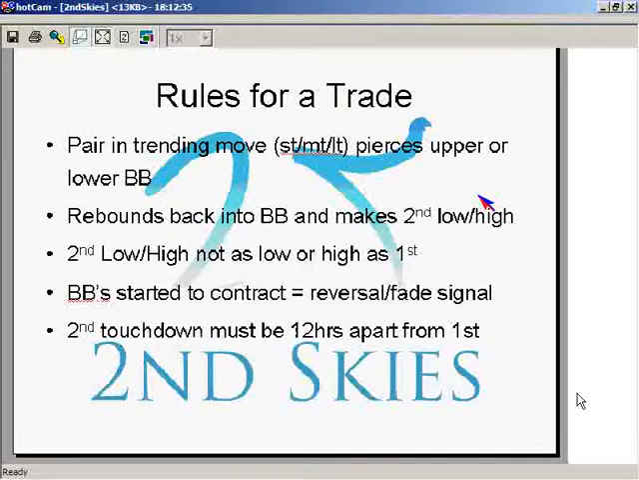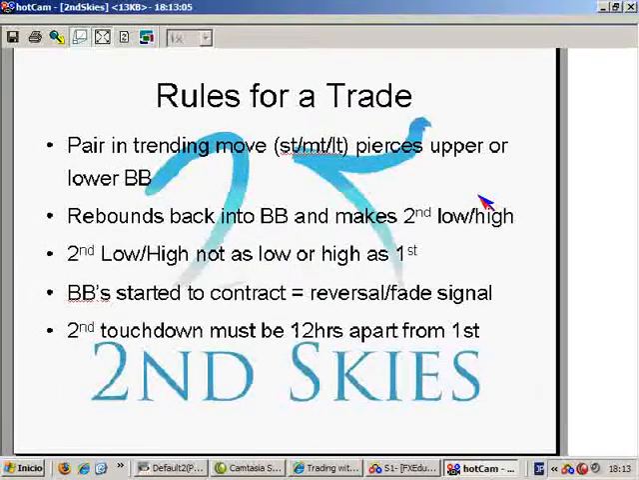The third part of this criteria is that we're looking for the Bollinger Bands starting to contract. When they contract, that signals the reversal or fade is a high probability at this point. You're talking 75% and above. And then the last part of this logic is that the second touchdown of that lower high must be 12 hours apart. We don't want it to hit that lower high and then to just stay there. That's a consolidation move. And consolidation moves like that typically suggest continuation.